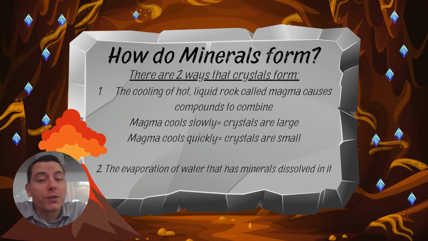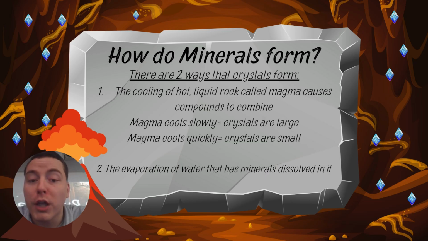There are two ways that crystals form. The cooling of hot liquid rock, called magma, causes compounds to combine. When it is below the Earth's surface, it's called magma. When it comes out onto the Earth's surface, it's called lava. So when the magma underneath the Earth's surface cools slowly, crystals are large. And if it cools really quickly, then the crystals are small.